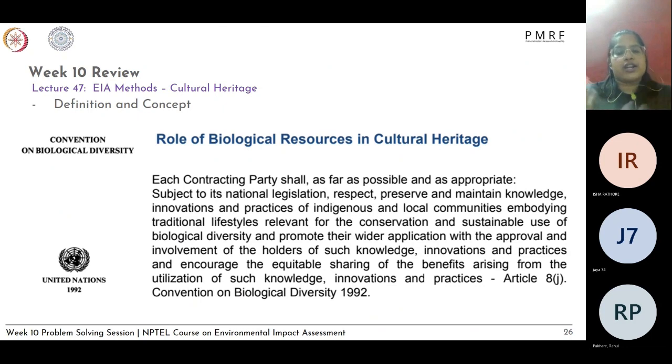So basically, they agreed to share these to preserve first the country's own indigenous and local cultural heritage, and then share this information with the other countries or signatories to the Convention on Biological Diversity.